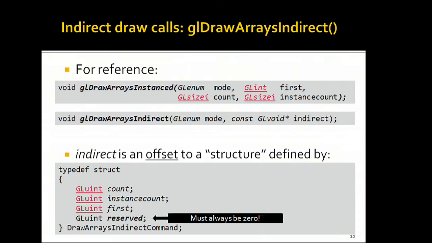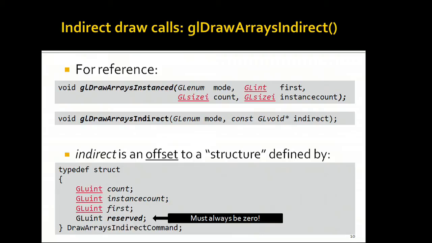But the new thing is this. So this might look like a pointer, but it's actually not a pointer, it's an offset. And this is important because it wouldn't really make much sense to just, instead of these three arguments, use a pointer to point to a buffer where the arguments can be taken from. It never works this way. So indirect is an offset to a structure that is defined like this. So we have the usual count argument, instance count, and the first argument. There's also the reserved argument that must always be set to 0. Think of this as a terminator.